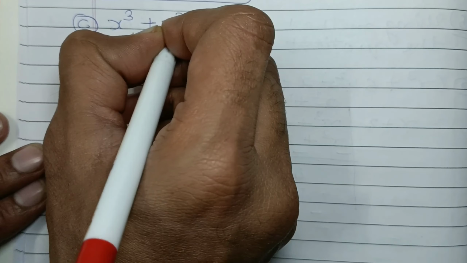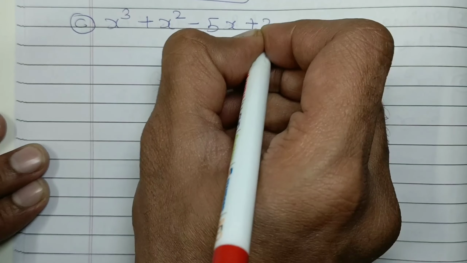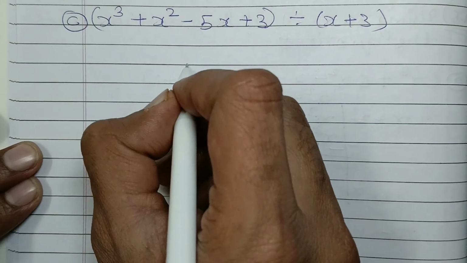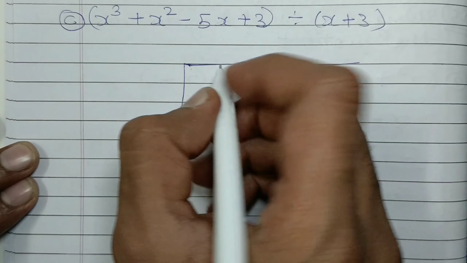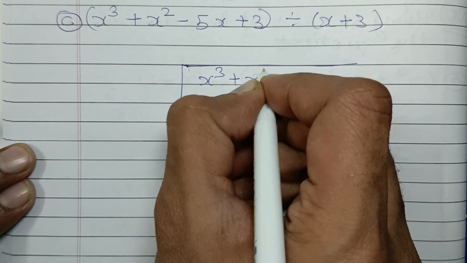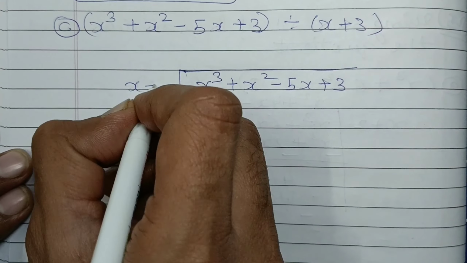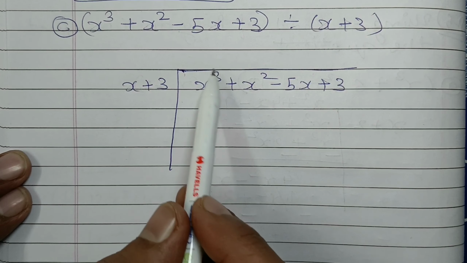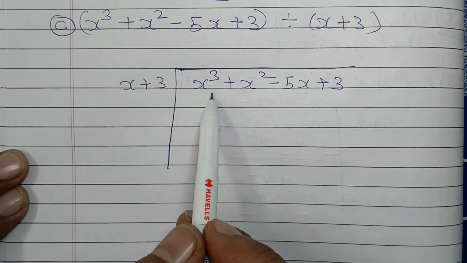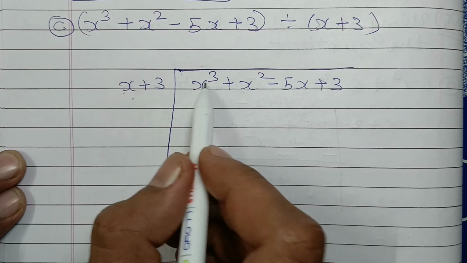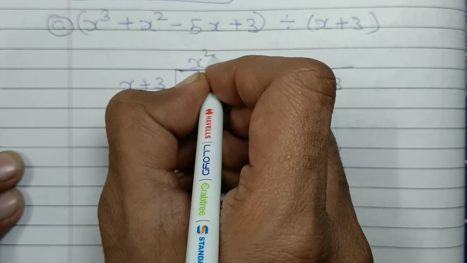Now we'll solve the C question, that is x cube plus x square minus 5x plus 3, and we have to divide these by x plus 3. Okay, the dividend is x cube plus x square minus 5x plus 3, and the divisor is x plus 3. Now we'll divide the first term of the dividend by the first term of the divisor. So x cube divided by x will give us x square. So I'll put x square here.